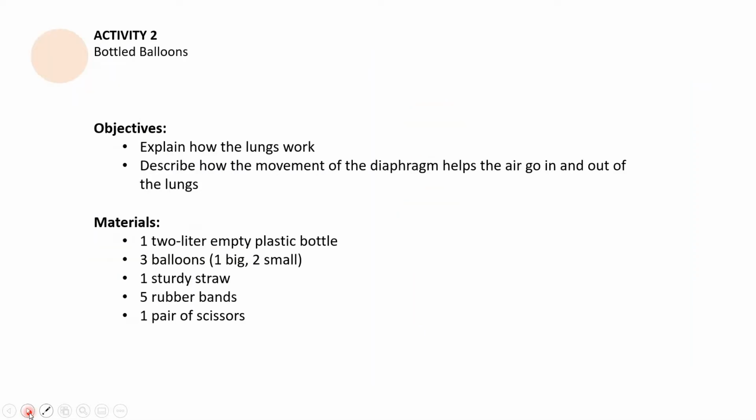So let's begin. For the first part, activity number 2, we'll be having this activity entitled Bottled Balloons. The objective of this activity is for you to be able to explain how the lungs work. You may know what the lungs are, but how about we now discuss how they work when it comes to the process of respiration? What is happening to them, or what are they doing?